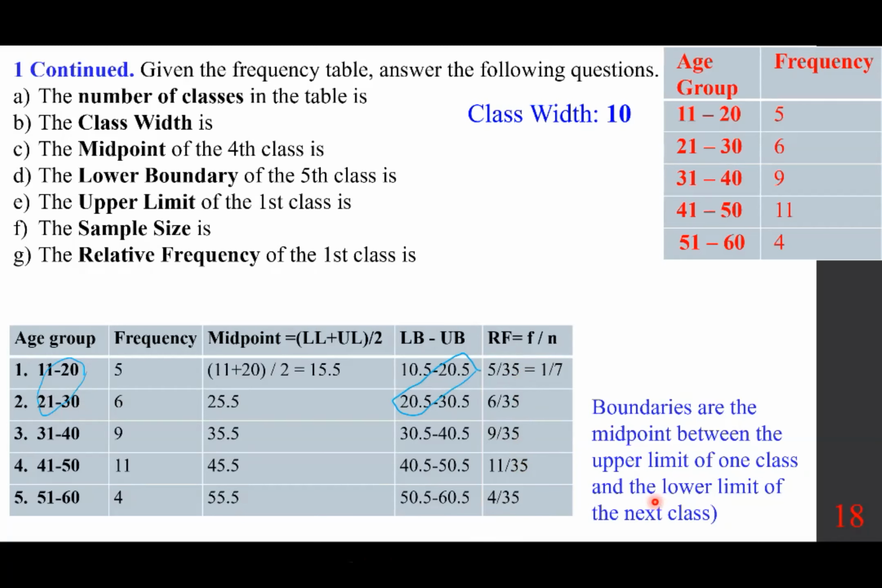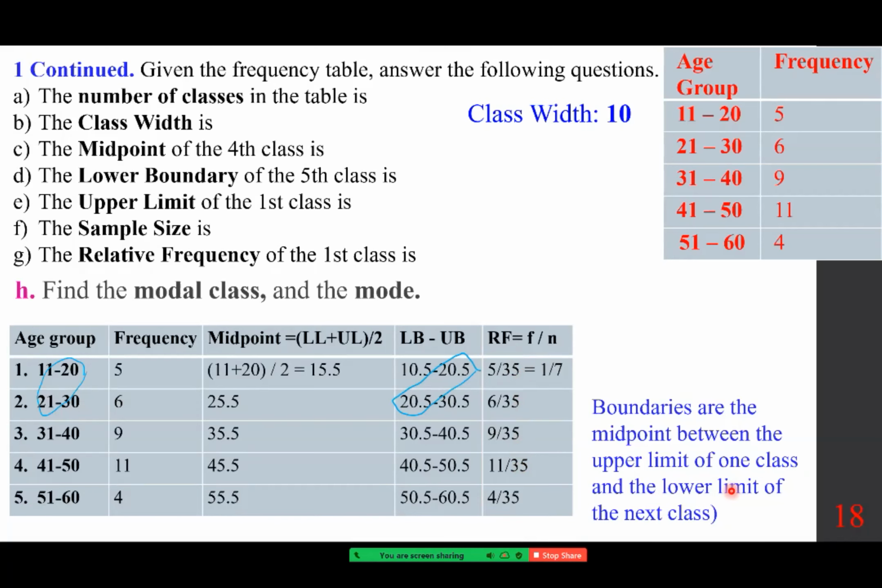And again, the boundaries definition was given. We want to find the model class. So it refers to the class with the highest frequency of occurrence. So you look at this column and look for the largest number. The largest number is 11. So this is the class of interest.